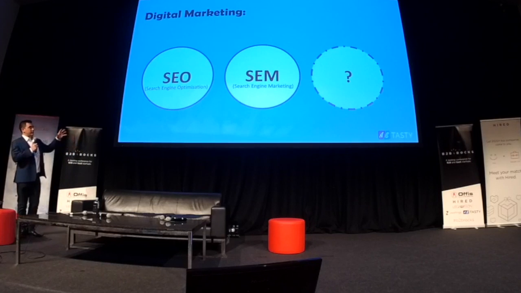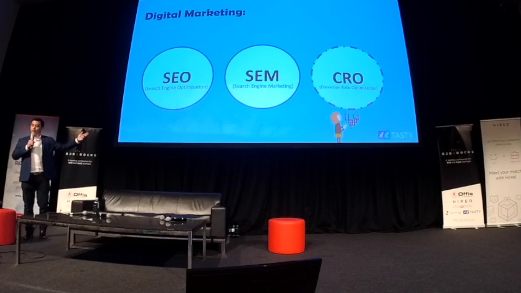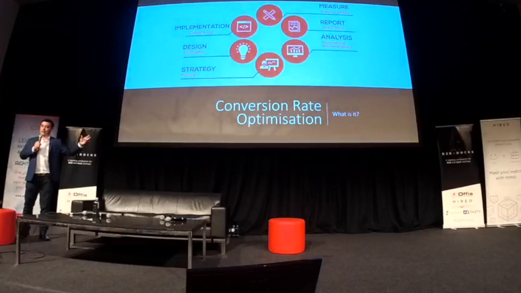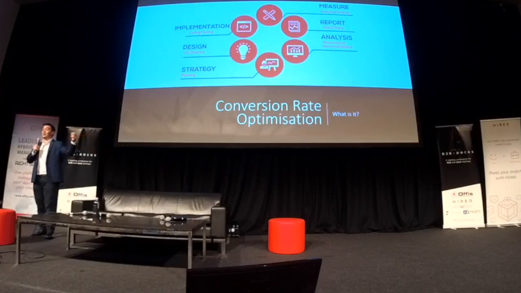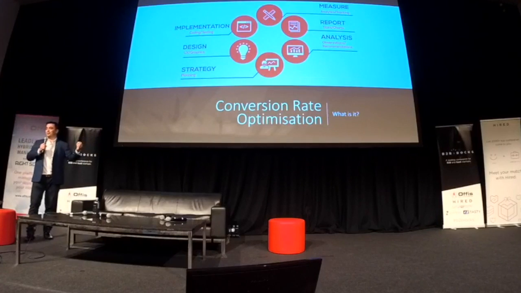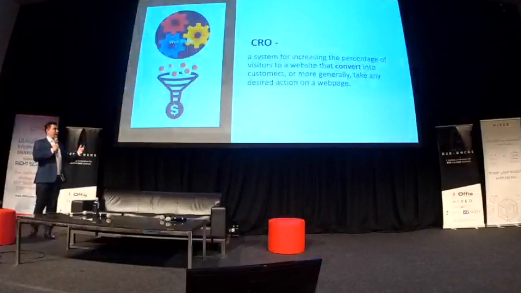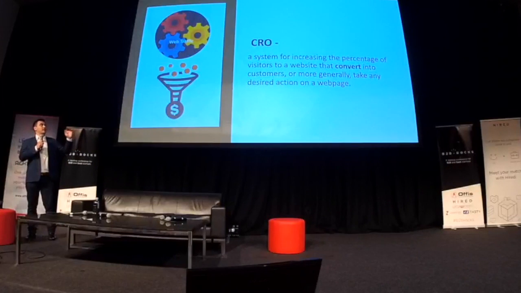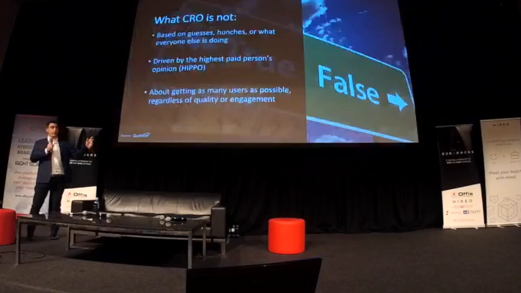So within the digital marketing space, we know things like SEO and SEM. But then there's this third circle, which is actually conversion rate optimization. Conversion rate optimization is made up of these 6 elements. As you can see, there is measuring, reporting, analyzing, strategizing, designing, and implementing. With that, you've also got to understand that CRO is a system for increasing the percentage of visitors to the website converting to customers, or more generally, taking any desired action on a web page.